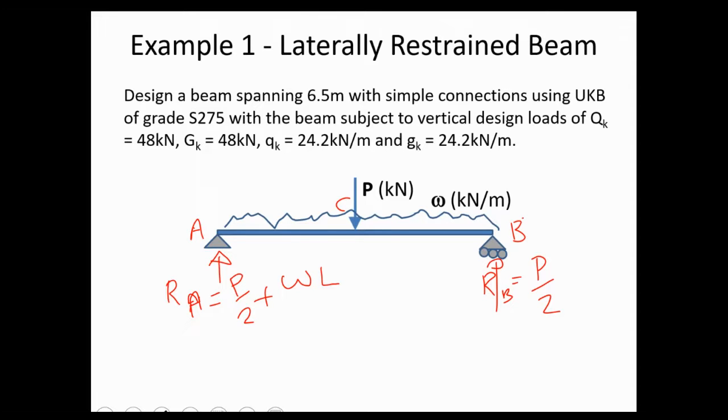That's the total load in kilonewtons across the beam, because every meter of it has omega kilonewtons. So the whole beam, which is 6.5 meters long, has a total load of omega L. Half of that goes into the left-hand side and half goes into the right-hand side, because it's symmetrical. Okay, so those are the reactions. We know what the reactions are.